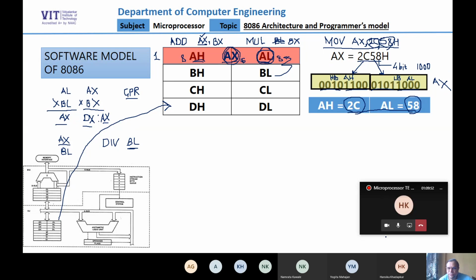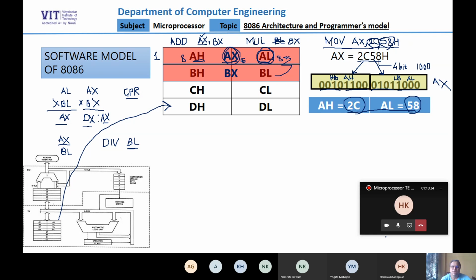Everybody is back. We will move on to the next register, called the Bx register, and you can see it is also a general purpose register divided into two 8-bit parts, BL and BH. Combined together it forms one 16-bit register known as Bx. The Bx register can be used as an operand in arithmetic and logical instructions. Like I have already shown you, in the add instruction I have used Bx, in the multiplication instruction BL or BH, and in the division instruction BL or BX.